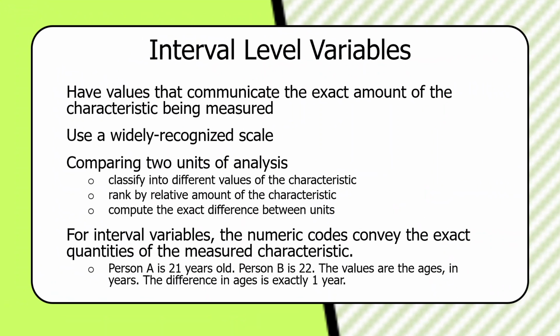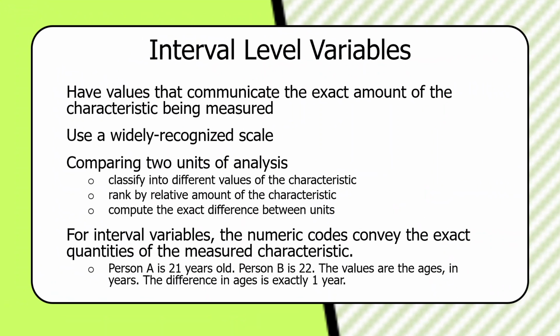The numeric codes convey the exact amount of the measured characteristic. Let's look at an example here. Two units of analysis. Person A is 21 years old, person B is 22. Look at those values. They permit us to classify person A and person B into different values of the characteristic. We know they're different. One is 21, one's 22.